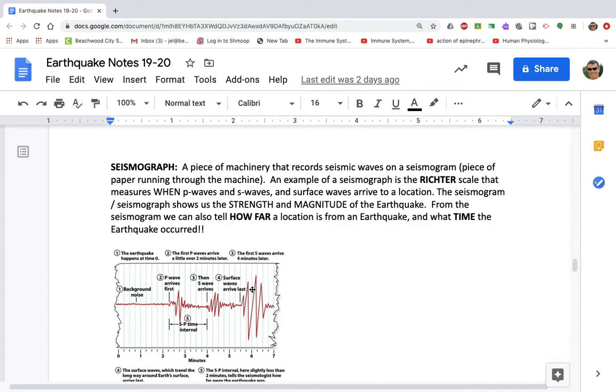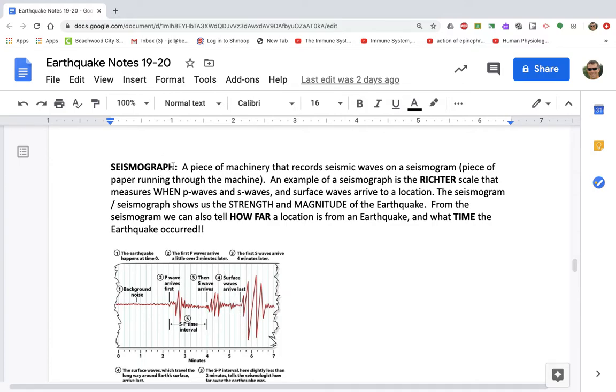And these are the surface waves over here. They're the third blip to arrive. So P waves are first, secondary waves are second, surface waves are third. And they're much stronger because the surface waves are these two added together right here. And the surface waves are what cause all the destruction of the quake. And we monitor how tall they are on the seismogram to see how strong the earthquake was.